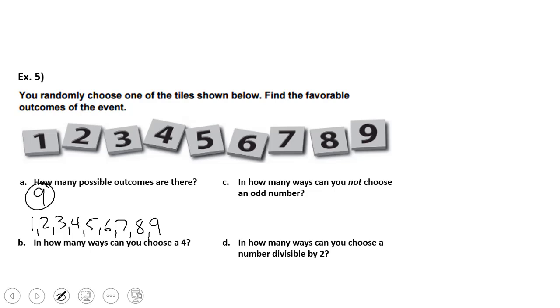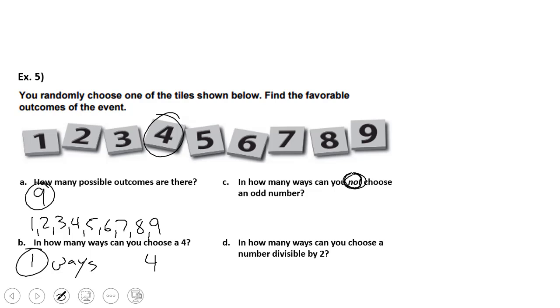Oh, that's C. Let's go to B. B says, in how many ways can you choose a 4? So we come up here and we see that there's 1 way. And that's 4. That's it. 1 way.